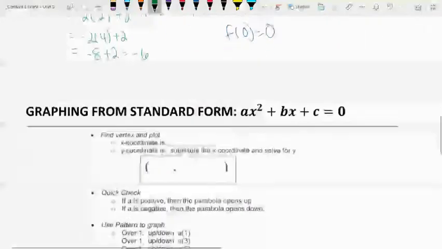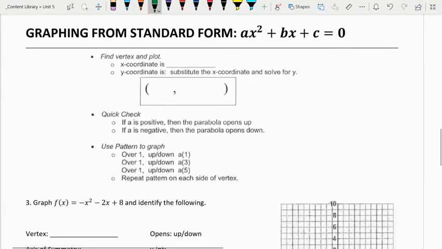All right, so let's talk about standard form then. With standard form, it's a little different. We have to do a little bit more work. Okay? We have to do the opposite of b over 2a to find out what your x value is. Notice that a, b, and c come from your equation in standard form. It's always ax squared plus bx plus c.